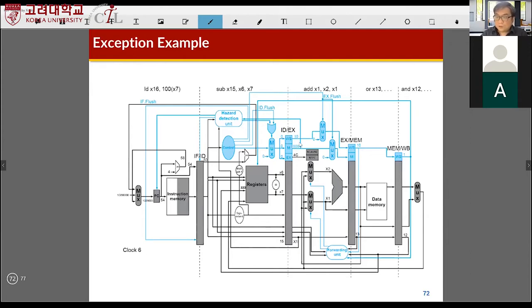Let us assume that the exception happens at the add instruction in the EX stage. If the add instruction is in the EX stage, then this is the preceding instruction.